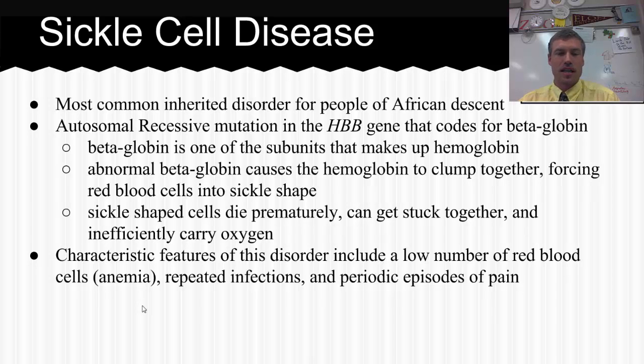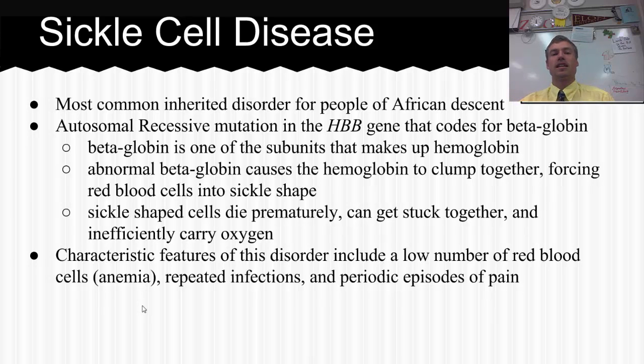They can also get stuck together, and they can get stuck inside little blood vessels throughout your body, which is going to be very painful. And they also inefficiently carry oxygen. They are unable to carry out their function as well as they should be able to, which again is going to be part of the problem, right? So characteristics of the disorder, again, are a low number of blood cells, which is known as anemia. You have a lot of infections and periodic episodes of pain.